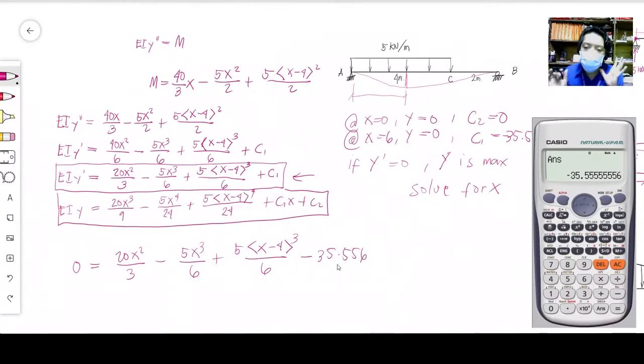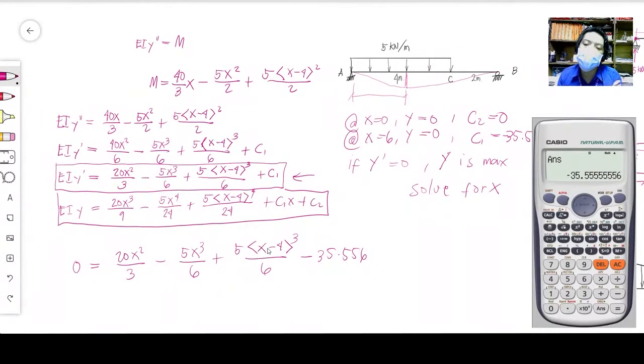35.556. But be careful, because the maximum deflection is somewhere in between A and C. This means the value of x is less than 4. When your x is less than 4, take note here, this term yields a negative value, so it should be disregarded.